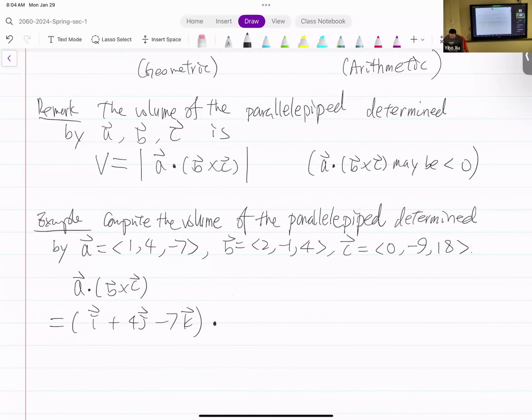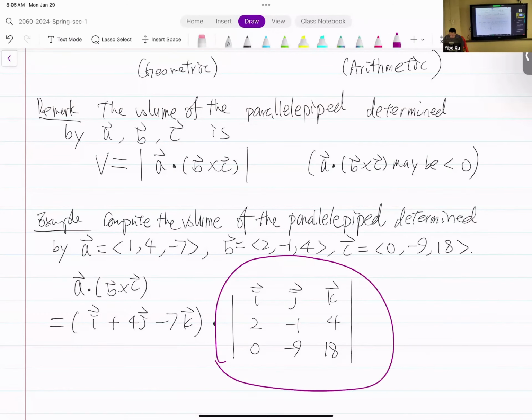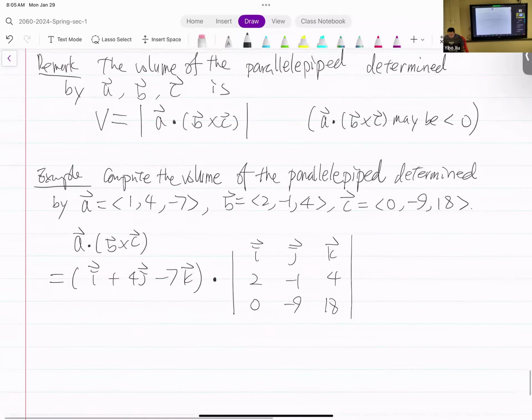So B cross C, by definition, is i, j, k on the first row, the components of B on the second row, components of C on the third row. So 0, -9, 18. Yeah. So that's by definition, just writing A dotted with B cross C down. And then of course, we want to somehow evaluate this. And then we can do the dot. Okay.